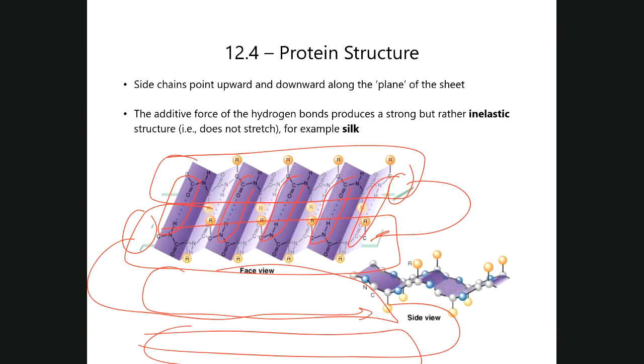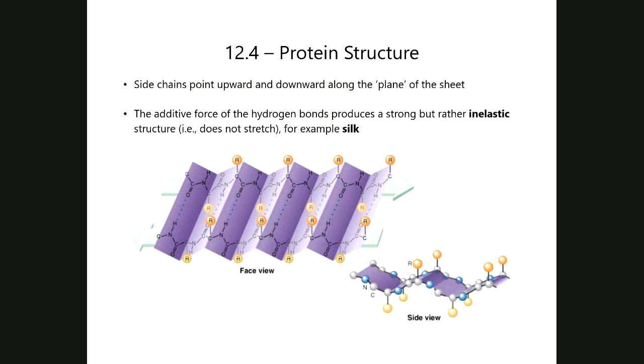So it turns out, look at it here sort of in a sideways view, right? What happens to the R groups? Well, in the alpha helix, the R groups were sticking out sort of towards the outside.